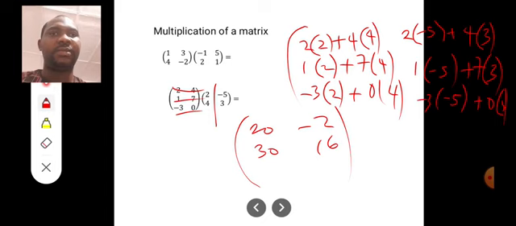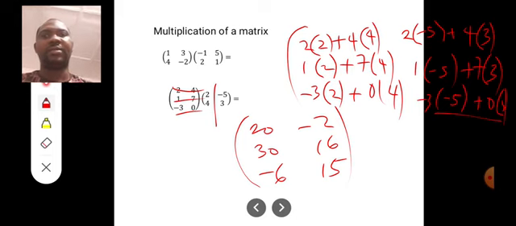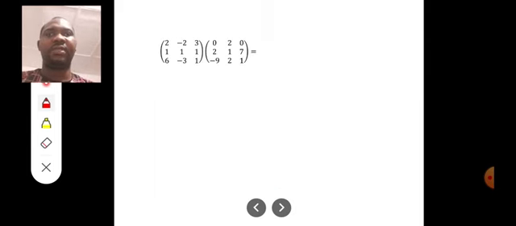3 times minus 2 is minus 6. So minus 6 plus 0, that's minus 6 here. And finally here we have 15. Good. So that's the answer we get for multiplying the two matrices. So remember, multiplication of matrix is always row to column, row to column, row multiplying column. Okay, so we'll move to the next.